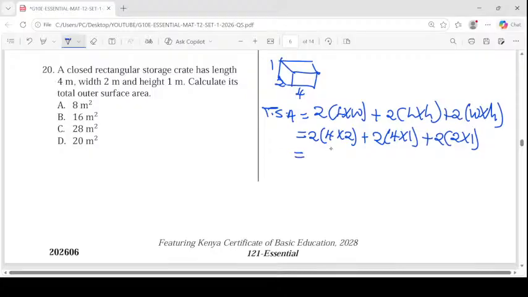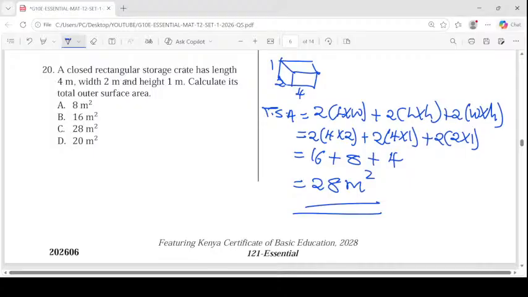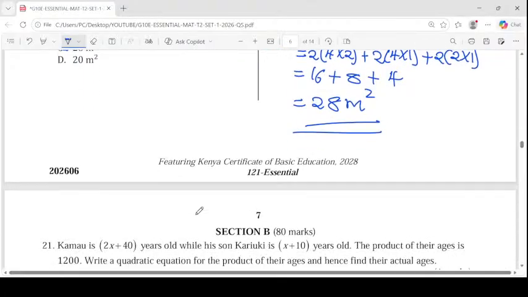So this becomes 4 times 2 is 8 times 2 is 16, plus 4 times 1 times 2, this becomes 8, plus 2 times 2 times 1, that becomes 4. This is 28 square meters because it is closed. 28 square meters, making choice C for cat the correct answer. And that marks the end of section 1 of the paper.